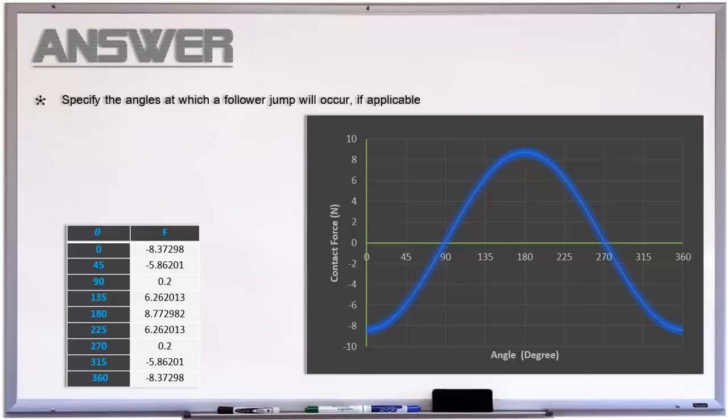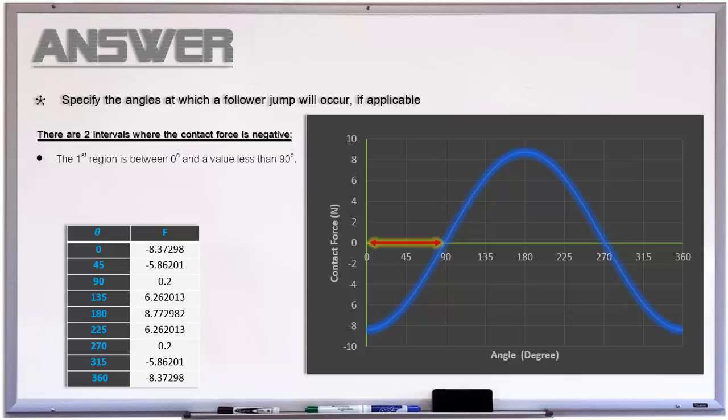The second requirement of the problem asks about the angles where the contact force becomes negative, which when it happens, a follower jump will occur. From the graph, we can see this happens in two different regions. The first region is between 0 and a value less than 90 degrees, because from the table the force is positive at 90 degrees. And the second region is between a value greater than 270 degrees, because again from the table the force is positive, and 360 degrees.